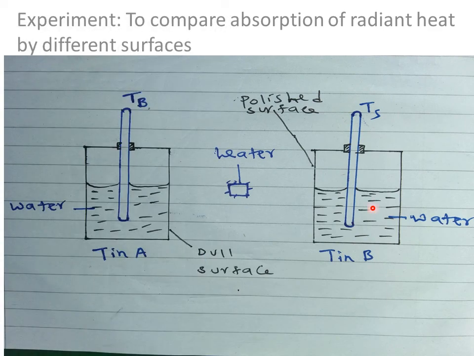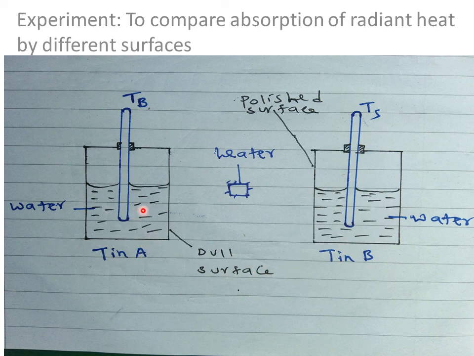We also look at another experiment which is similar to the other one, although we are using different apparatus. So this is also to compare the absorption of radiant heat by different surfaces. In this experiment we need two thermometers. This is our thermometer, which we are calling thermometer B, that is TB. Then we also have another thermometer here, which we are calling thermometer S, that is TS. We also need two similar cans or tins, tin A here, then another tin B here.